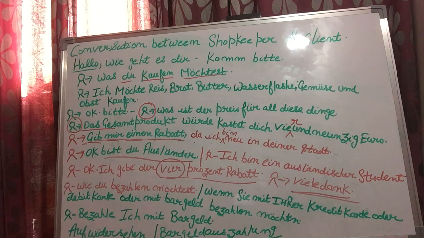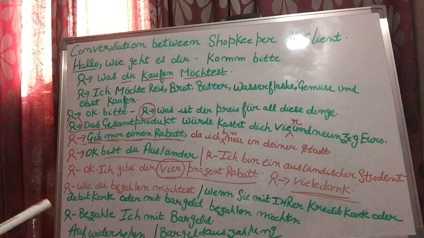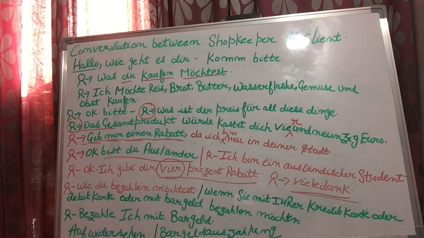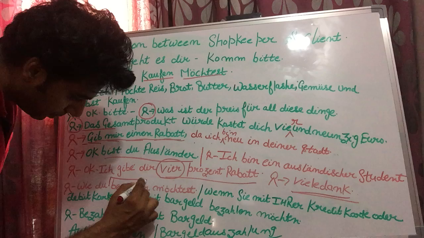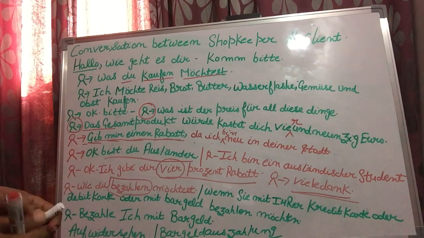Okay, now the shopkeeper is asking, how would you like to pay? How do you want to pay? Wie du bezahlen möchtest. Bezahlen is basically a verb, to pay. So you have to pen down the verbs. Bezahlen, this verb. Bezahlen is to pay. Is that clear to you? So the shopkeeper is asking, wie du bezahlen möchtest, which is how you want to pay.